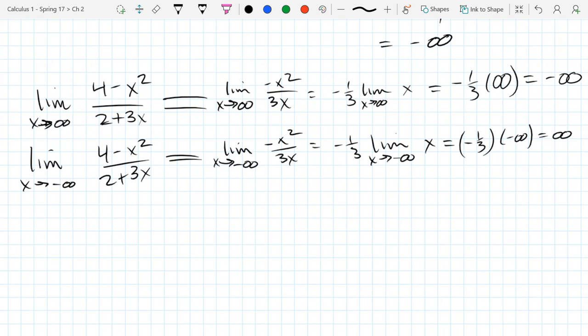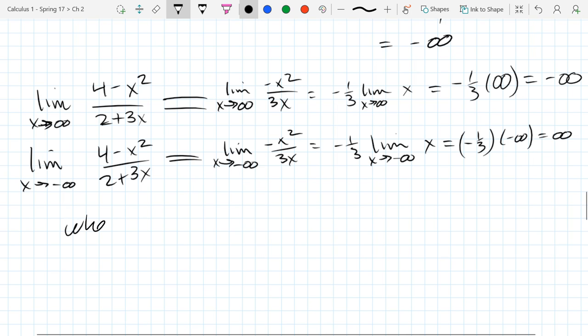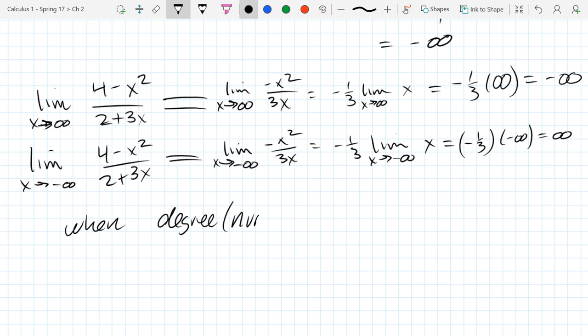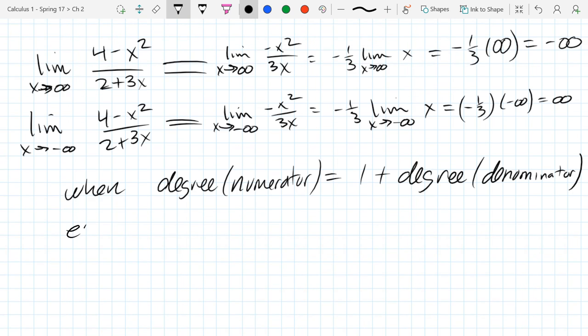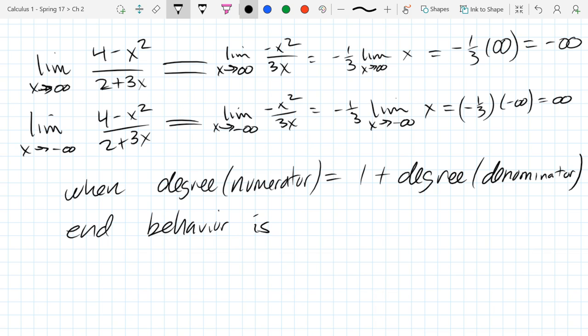This function right here, if you notice, the numerator was exactly 1 degree above the denominator. So when the degree of your numerator equals 1 plus the degree of the denominator, the end behavior is called an oblique asymptote.